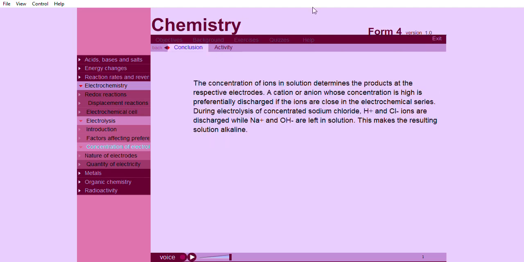The concentration of ions in solution determines the products at the respective electrodes. A cation or an anion whose concentration is high is preferentially discharged if the ions are close in the electrochemical series. During electrolysis of concentrated sodium chloride, hydrogen ions and chloride ions are discharged while sodium ions and hydroxide ions are left in solution. This makes the resulting solution alkaline.